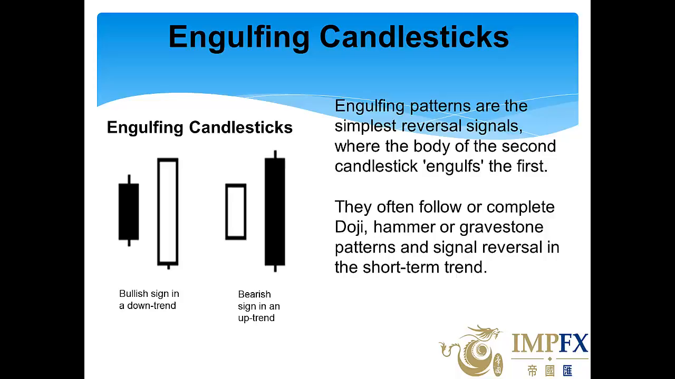So when you look at the left hand side on this bull sign, we can see that we've got a sell off in the market, and then you can see it's like a key reversal or a reversal day, where the bull candle engulfs the previous candle. And then on the bearish side, you can see that the bull day was very small, and then the bearish candle was very, very big. They often follow or complete doji, hammer, or gravestone patterns and signal reversal in the short-term trend.